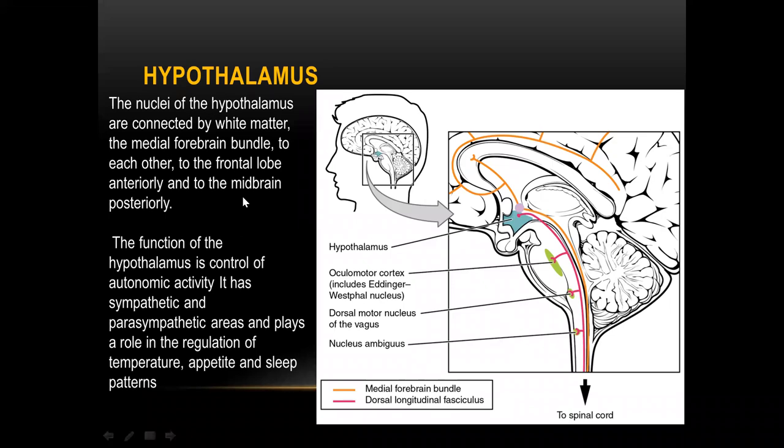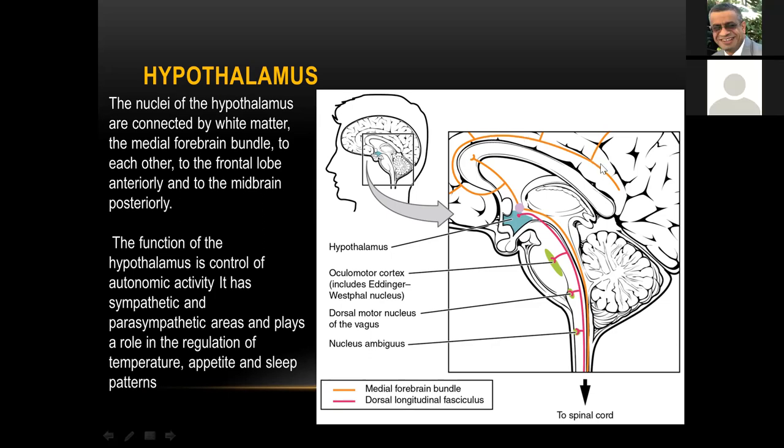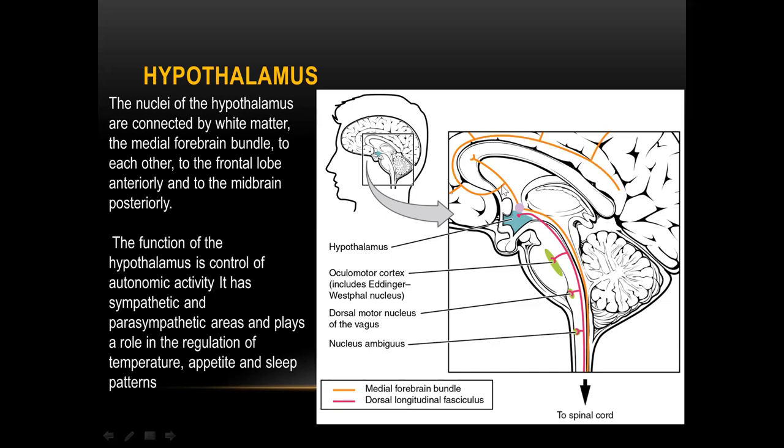The nuclei of the hypothalamus are connected by white matter, the medial forebrain bundle, to each other, to the frontal lobe anteriorly and to the midbrain posteriorly. Here are the nuclei. This is the medial forebrain bundle, orange colored, connected to the frontal lobe anteriorly and to the midbrain posteriorly.